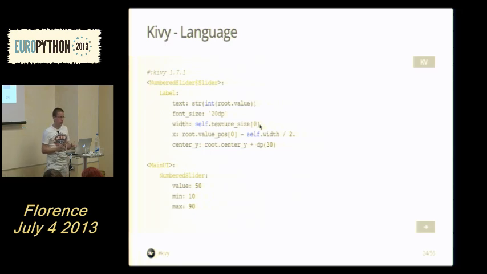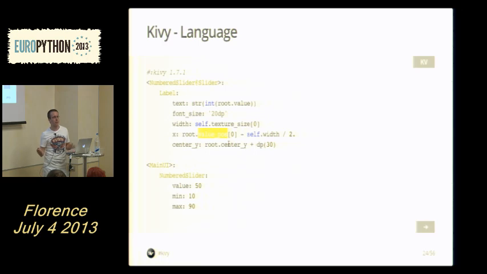Here, I want one thing. I want my label width to be the width of my texture. So the bounding box, I mean for the width, will fit to my texture. And I will just try to put it at the right position here. Root, again, is a slider. Value pos is a property of slider.